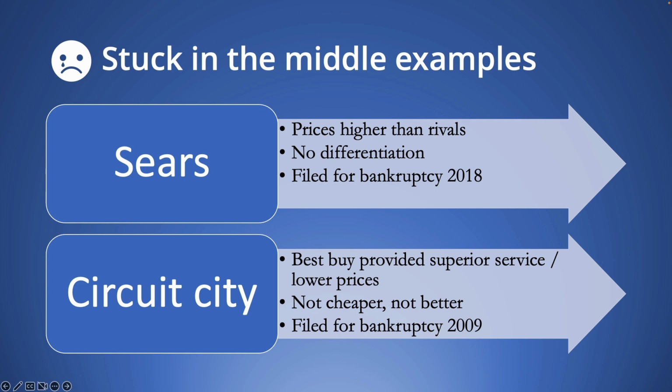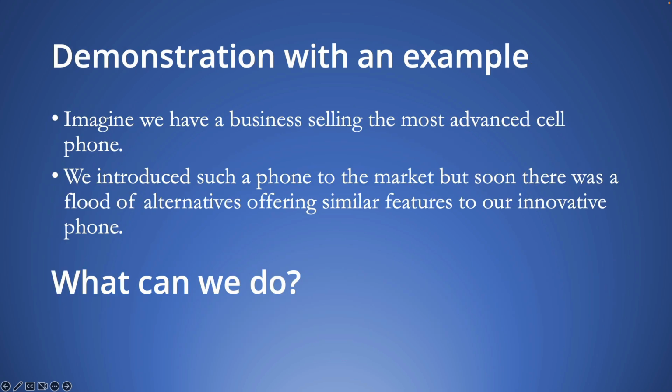Together we can review the generic strategies with an example. Imagine that you have brought to market the most advanced cell phone in history. You introduced such a phone to the market. But soon there was a flood of imitators with alternative offerings with similar features to your innovative phone. So what can you do? You really only have two choices.